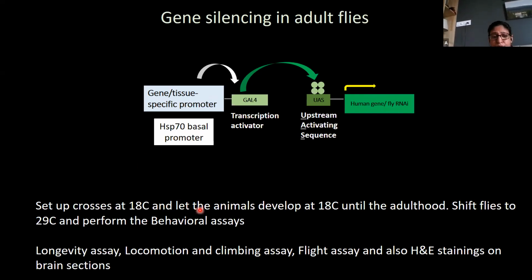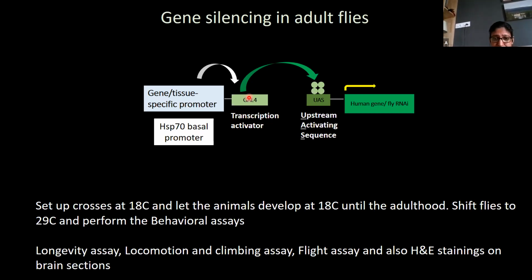Then you let the animals develop at 18, and when they eclose, you keep them for 2 to 3 days until the development is complete, and then you transfer these flies to 29 degrees. And now what will happen at 29 degrees? You'll have good expression of GAL4 protein.